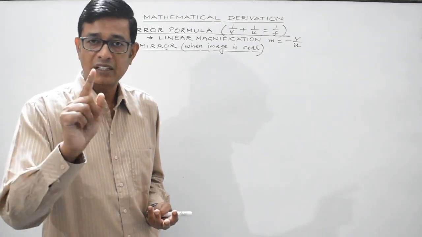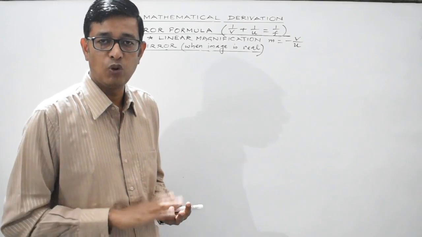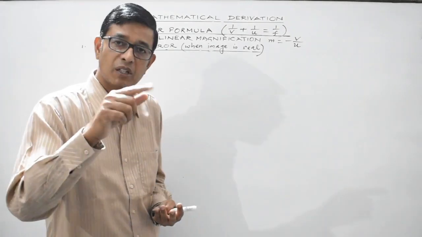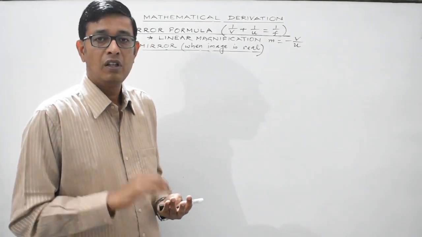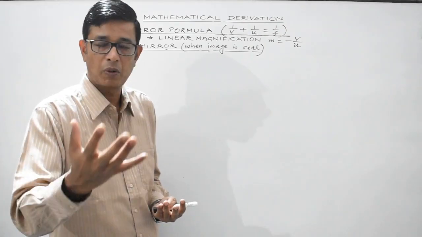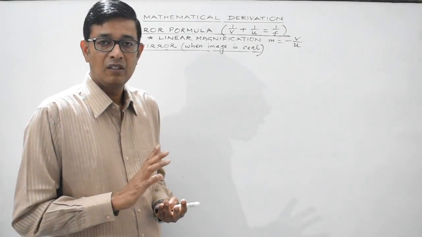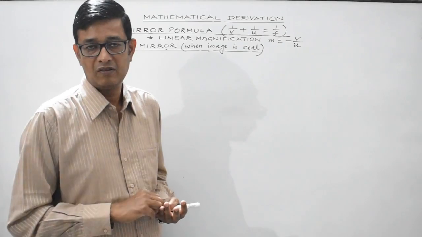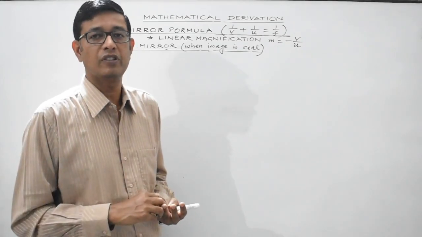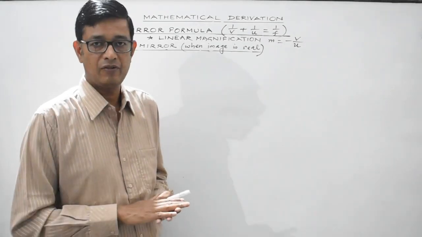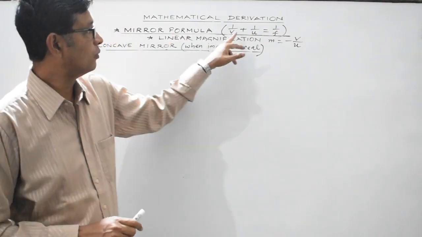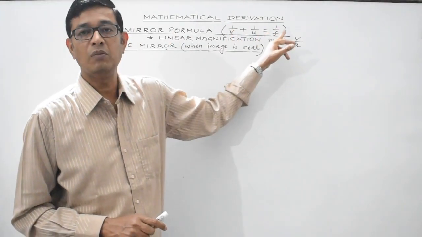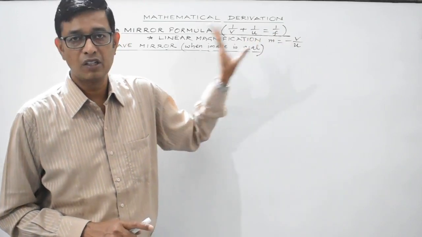Notation wise, object distance, which is to be measured from the pole of the mirror, is represented by U. Image distance, which again is to be measured from the pole of the mirror, we will represent by V. And focal length of a mirror, obviously we will represent by F. So we will derive this formula: 1/V + 1/U = 1/F. This is known as the mirror formula.